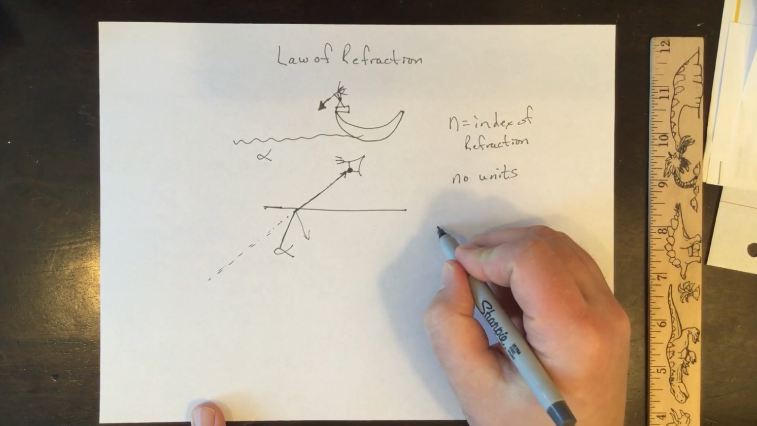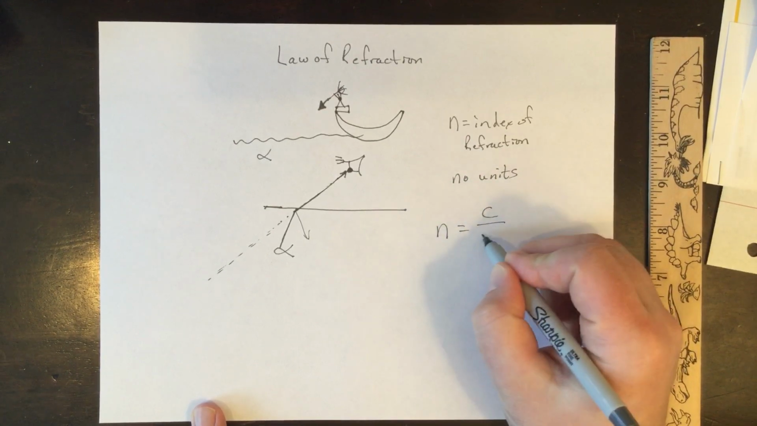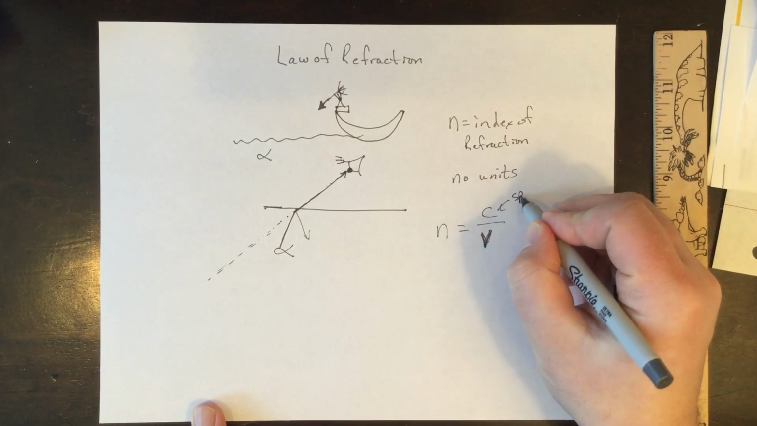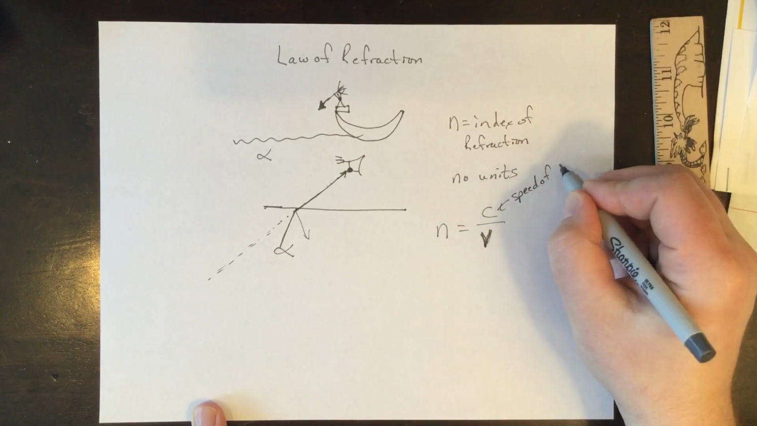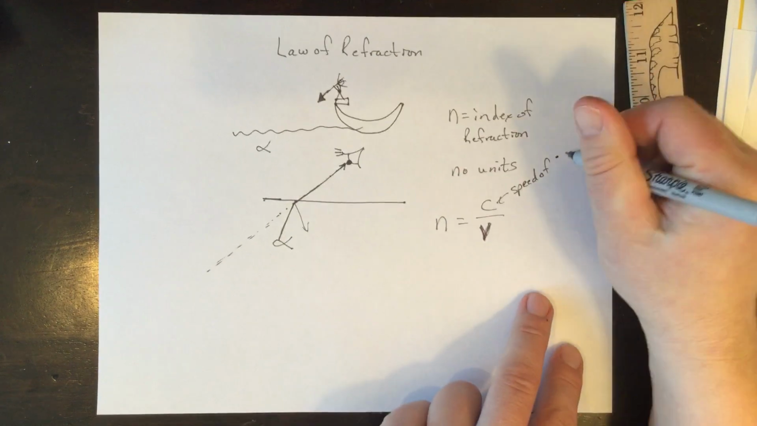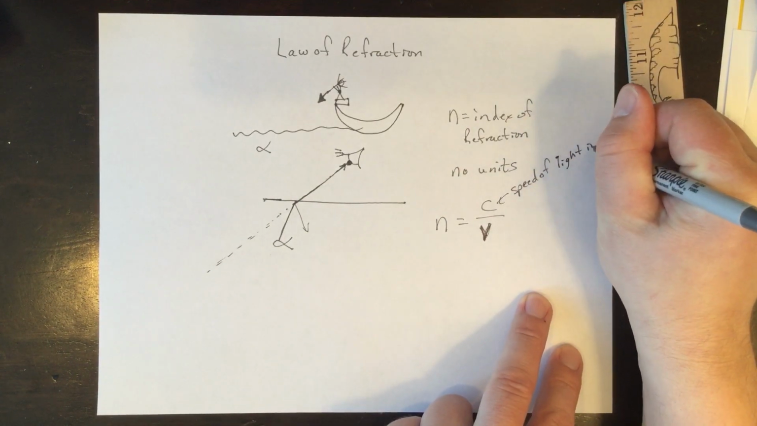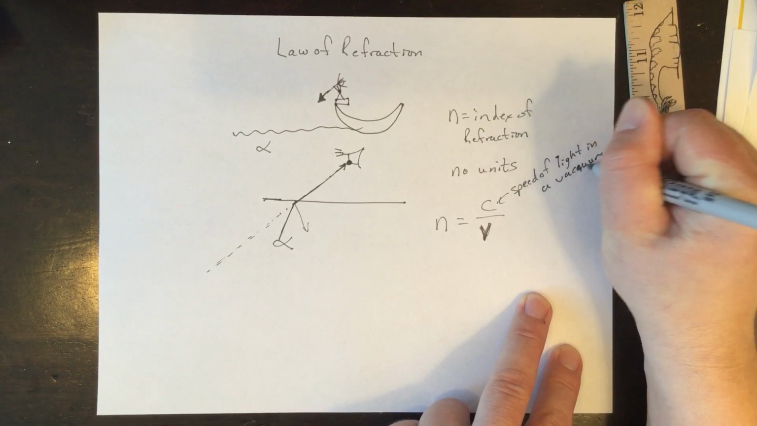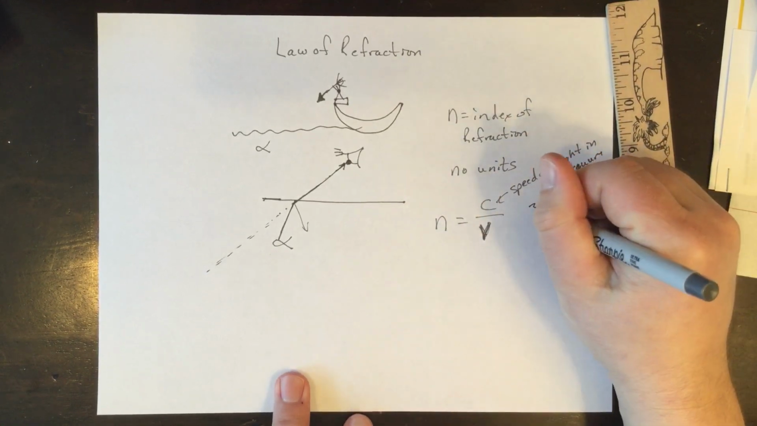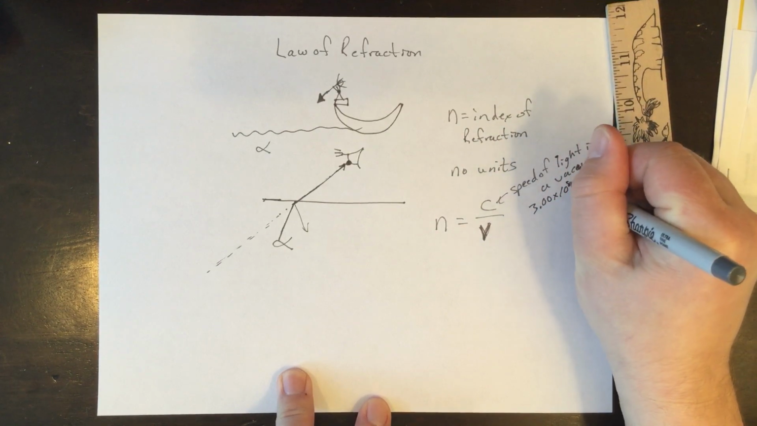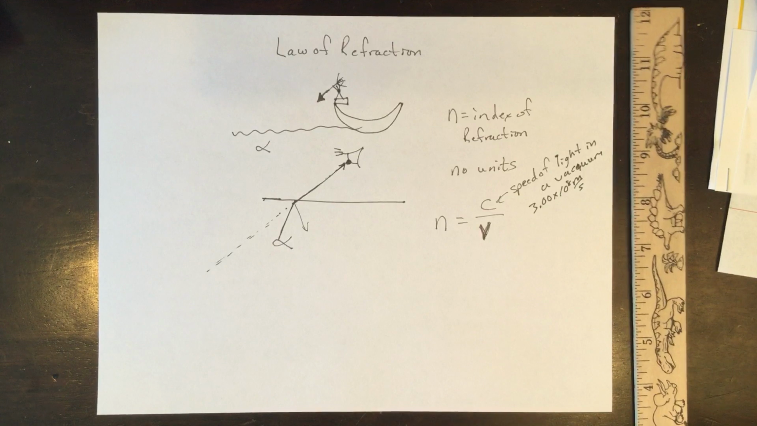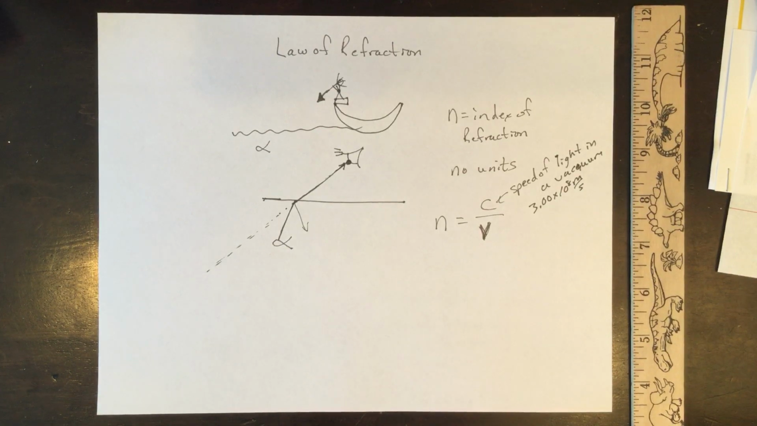So actually, it is a ratio of c to v. So this is the speed of light in a vacuum, c. And that would be 3.00 times 10 to the 8th meters per second, which is extremely fast. It's about, I think it's 7.2 or 7.3 times around the Earth in 1 second.